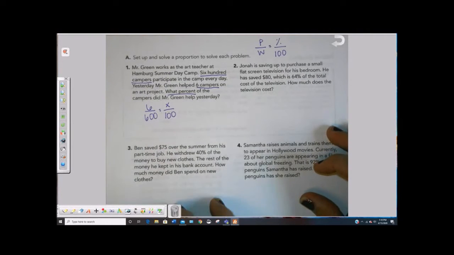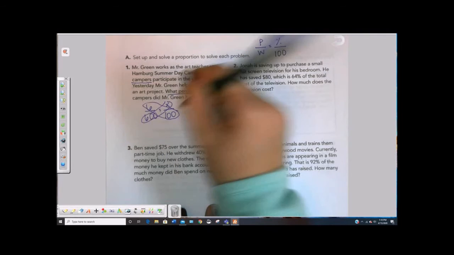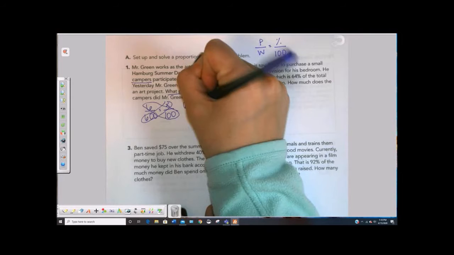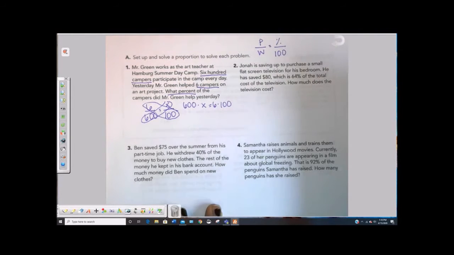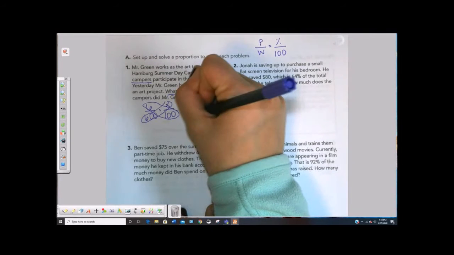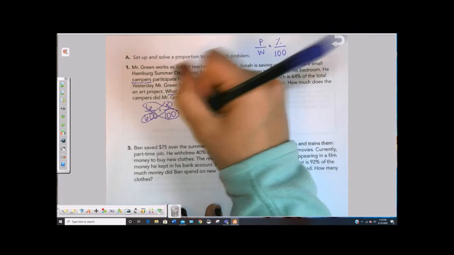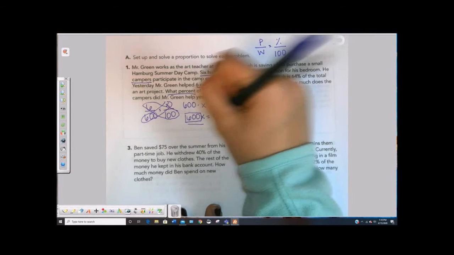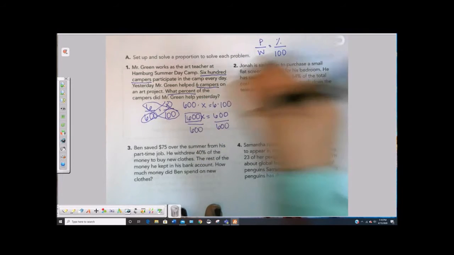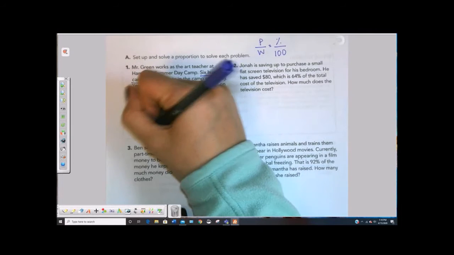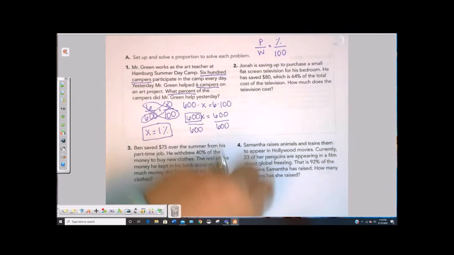And you're going to cross multiply. So you'll have 600 times x equals 6 times 100. And 600 times x is 600x equals 600. Opposite of multiply is divide, and we're going to divide by 600. So x is going to equal 1%. So what percent did he help yesterday? 1%.